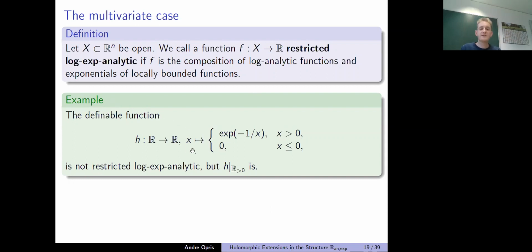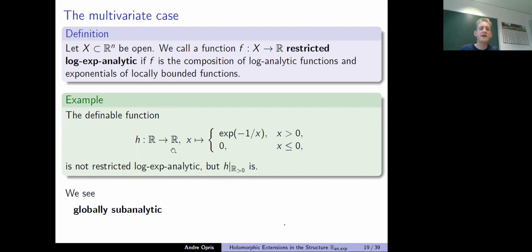Since a restricted log-exp analytic function has the same asymptotical behavior as a log-analytic one, here in the interior of sets, here also at 0. But here you see that the asymptotical behavior is the same as x to the -1 over x, which is not a log-analytic function. So you see this is not restricted log-exp analytic. But if I consider this restriction to r bigger than 0, it is restricted log-exp analytic, since this argument here is locally bounded actually.